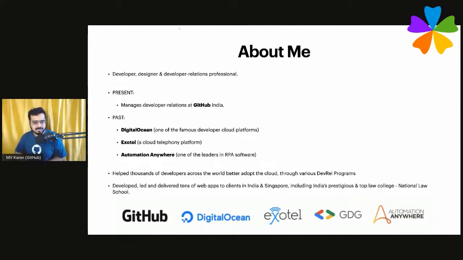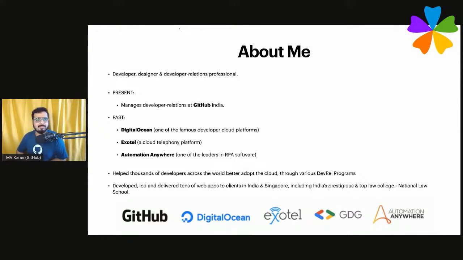So this is a little bit of background about me, and like how Dyson mentioned, one of the things I'm going to be talking about today, or rather my main topic, is how do you measure the value of DevRel programs. So a quick interesting anecdote over here.